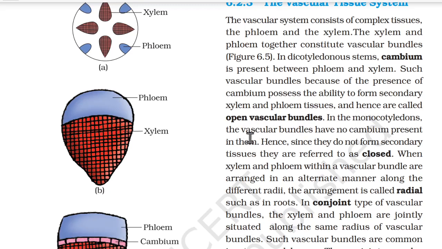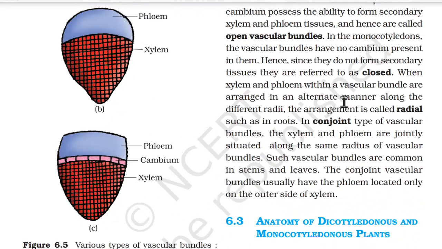In monocotyledons, the vascular bundles have no cambium present in them. Since they do not form secondary tissues, they are referred to as closed. When xylem and phloem within a vascular bundle are arranged in an alternate manner along different radii, the arrangement is called radial, such as in roots. In conjoint type of vascular bundle, the xylem and phloem are jointly situated along the same radius of the vascular bundle. Such vascular bundles are common in stems and leaves. The conjoint vascular bundles usually have the phloem located only on the outer side of the xylem.